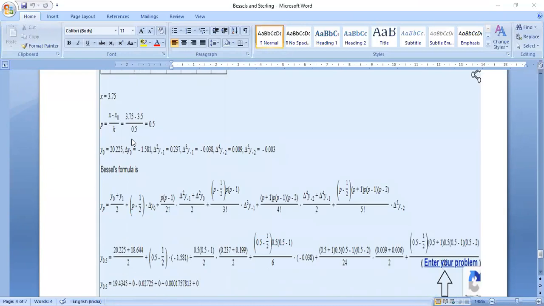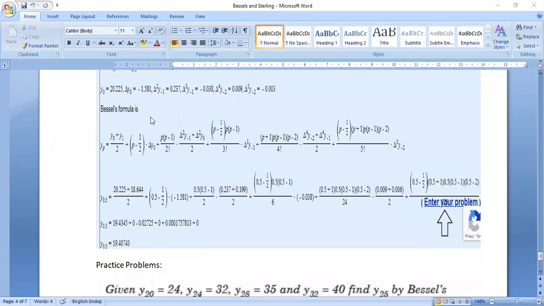And from the difference table, we can write the values: y naught is equal to 20.225, delta y naught is equal to minus 1.581, delta square y minus 1 is equal to 0.237, delta cube y minus 1 is equal to minus 0.038, delta power 4 y minus 2 is equal to 0.009, and delta power 5 y minus 2 is equal to minus 0.003. Now we know the Bessel's formula. We are finding the value of y of 0.5, substituting y naught 20.225 and y1 is equal to 18.644, divided by 2.